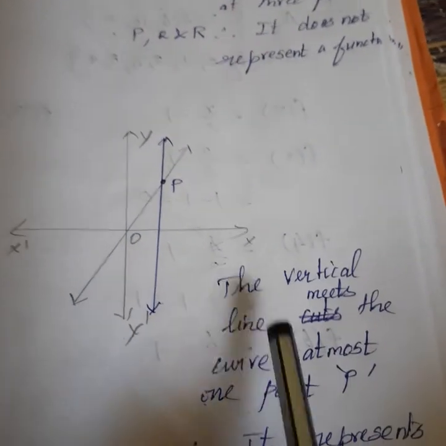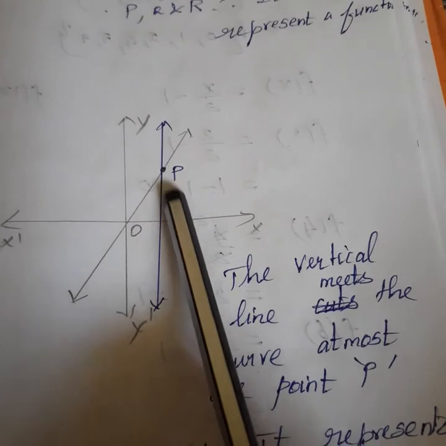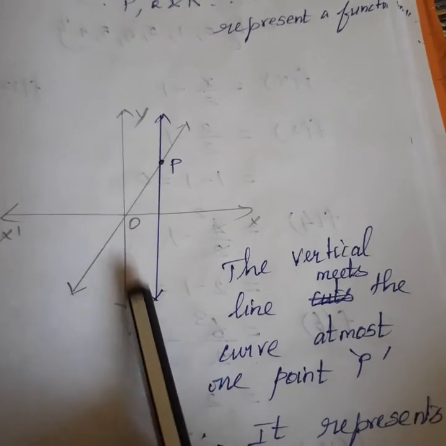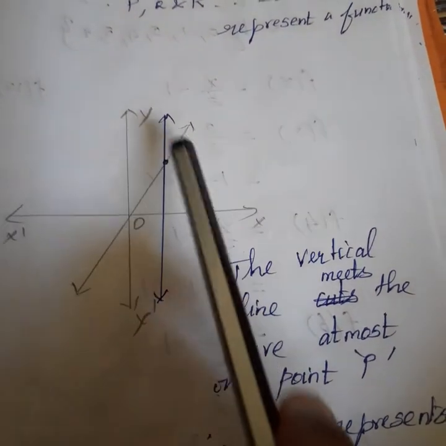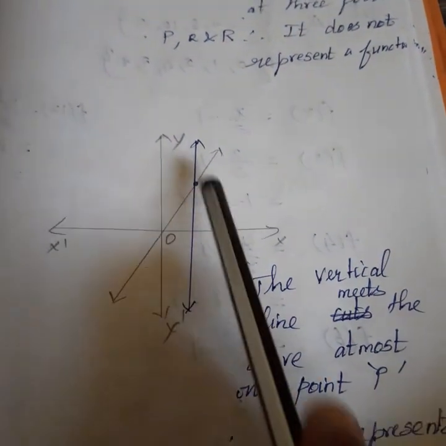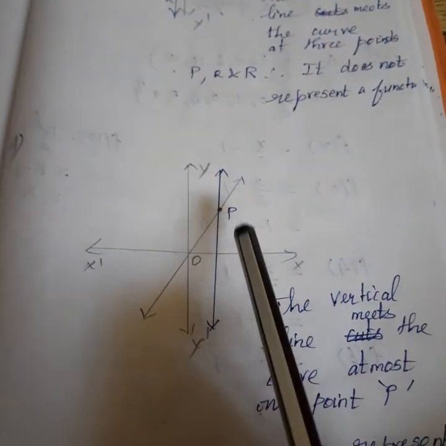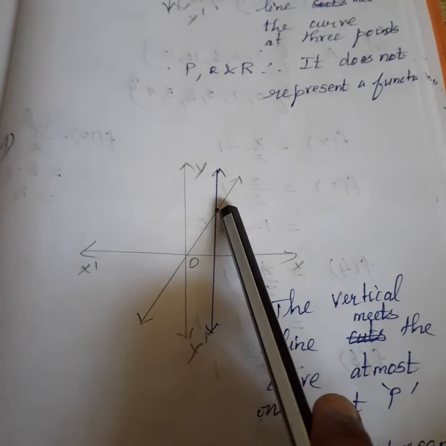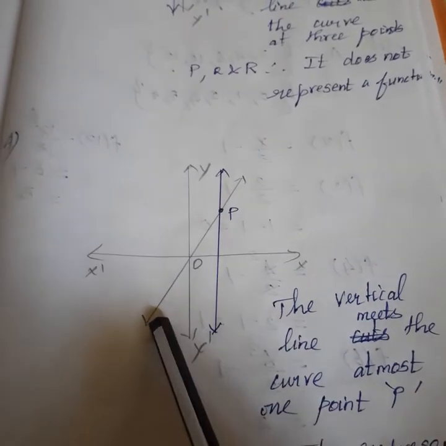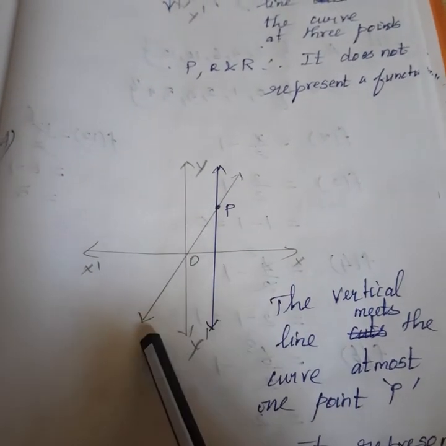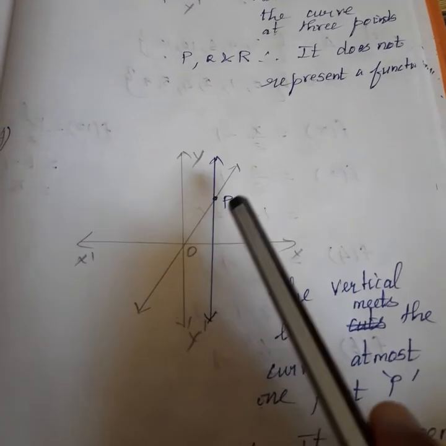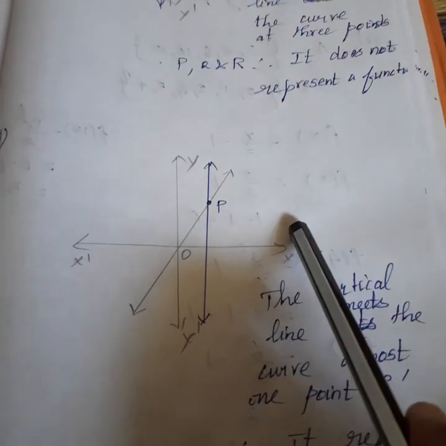Okay, then the next one. So see here you have a straight line, okay. So the vertical line. Now where is the vertical line? This is the vertical line which meets, okay. Automatically we will say curve only. You don't need to say straight line, okay. For all the sums we use the term curve, so here also you use the term curve itself, okay.